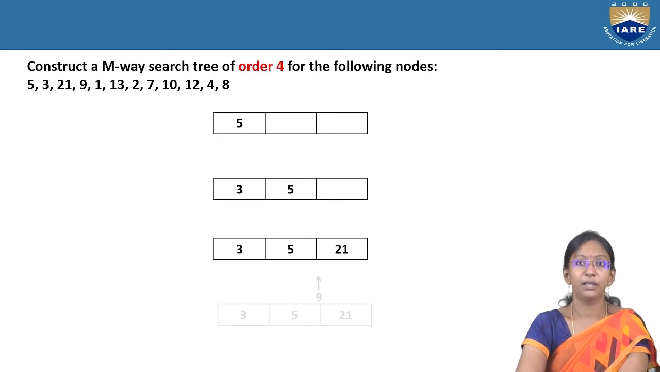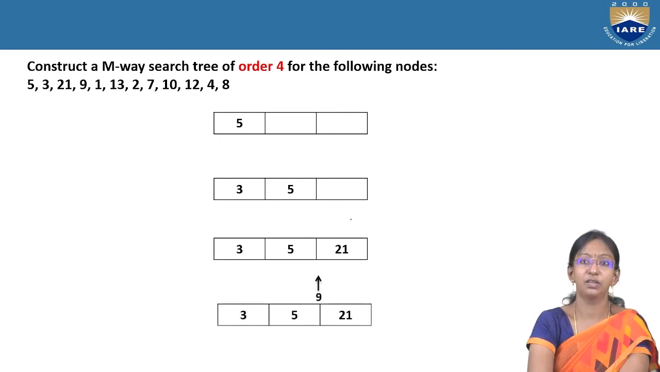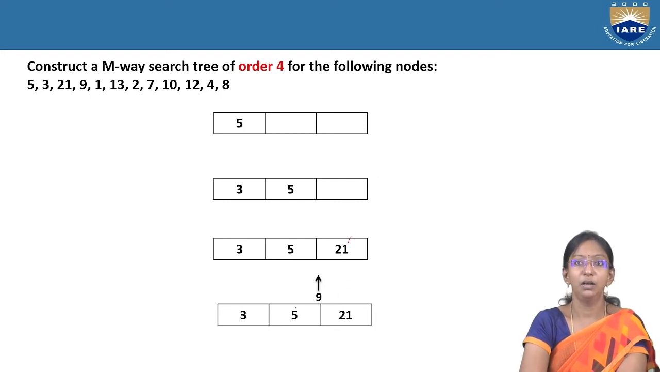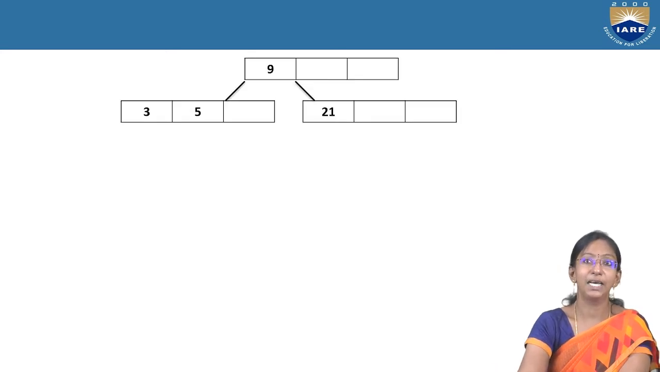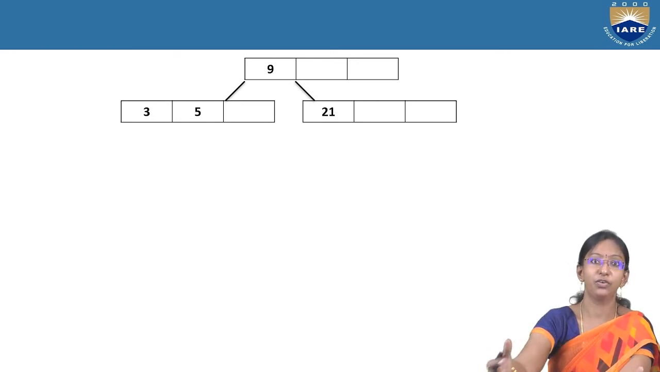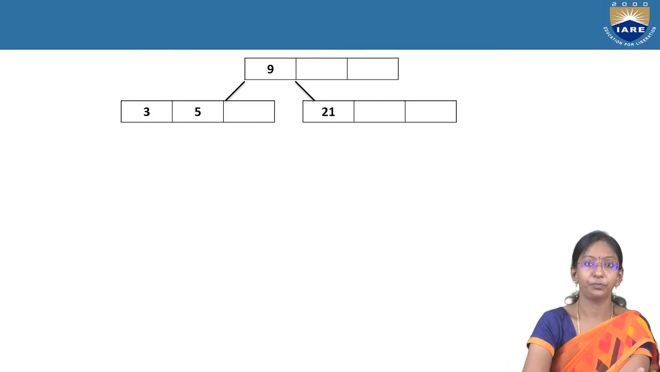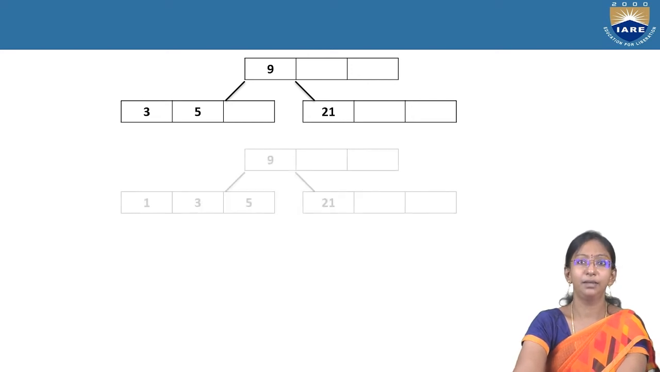When you come to 9, when you sort it, it is supposed to sit between 5 and 21. But this node cannot accommodate it. So the mid value is 9 itself. So send it to the top and make it the root. If I make 9 the root, its left child will be 3, 5 and the right child is 21. Okay, the next element to insert.